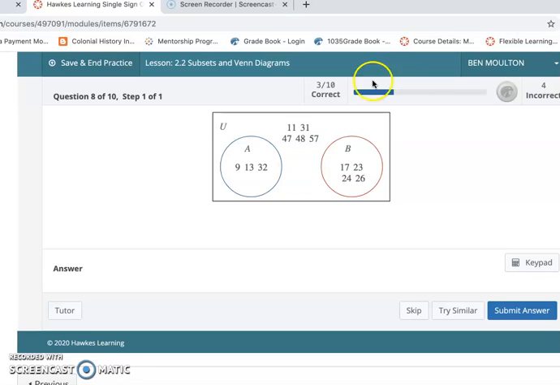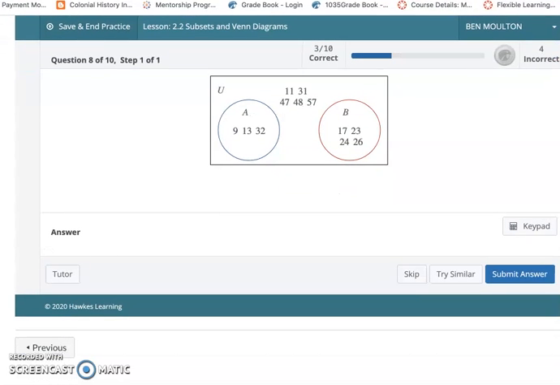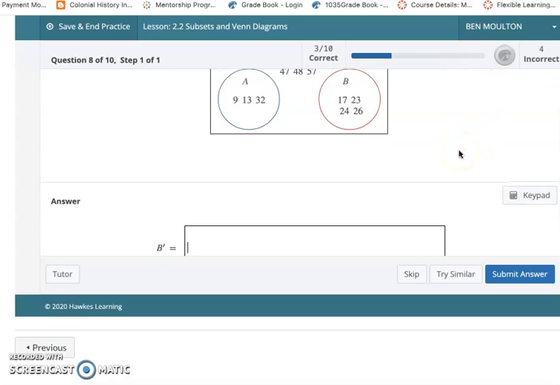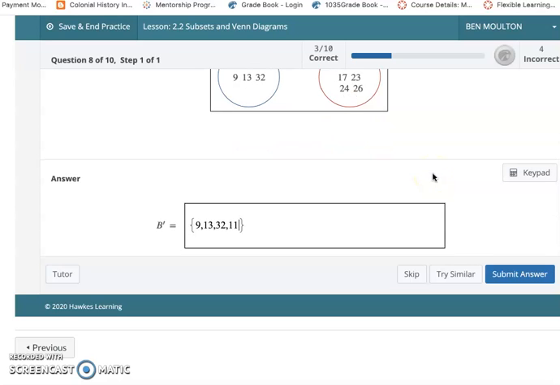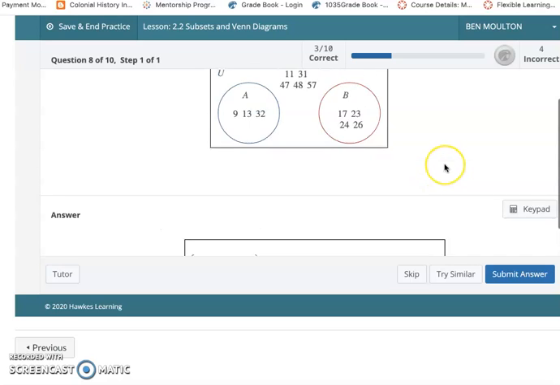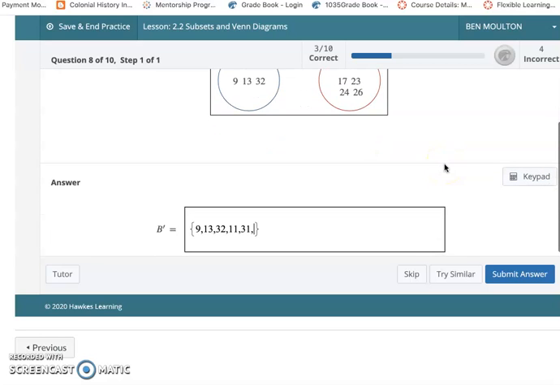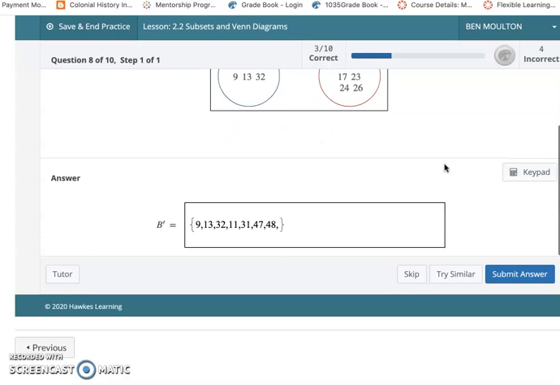So let's see if we can figure this one out. So we're going to write this with a brace. And that says, all right, we're talking sets here. So I'll list all the guys in A first. So we're going to go 9, 13, 32. And then let's go after 11, 31, 47, 48, and 57. I believe that'll take care of it.